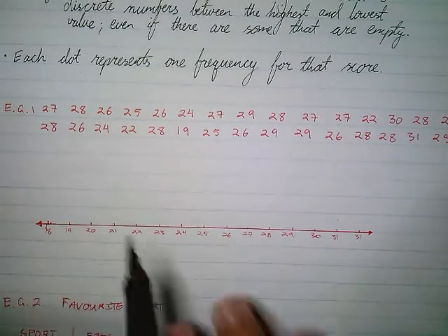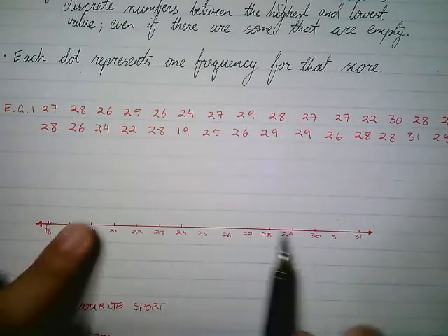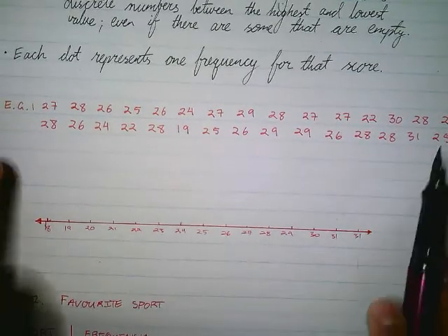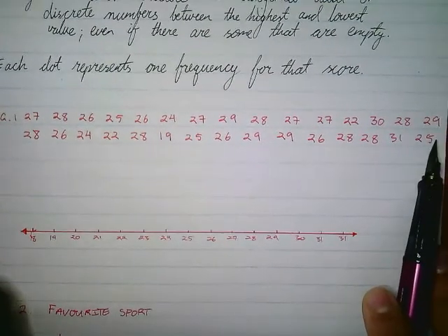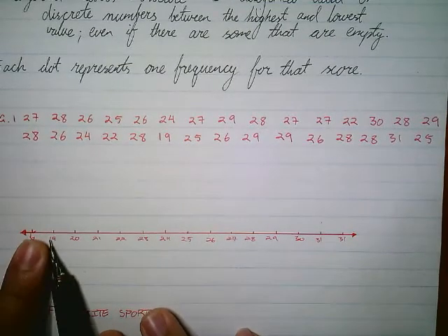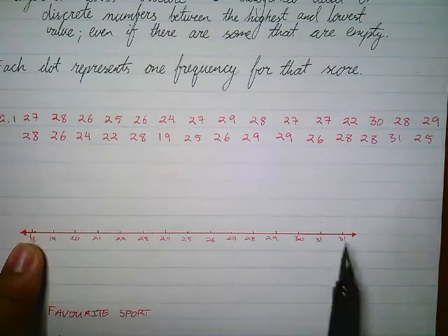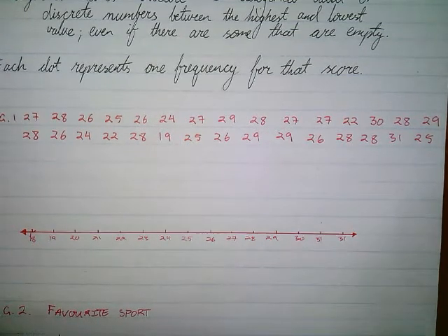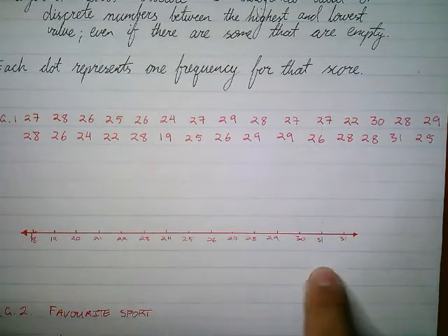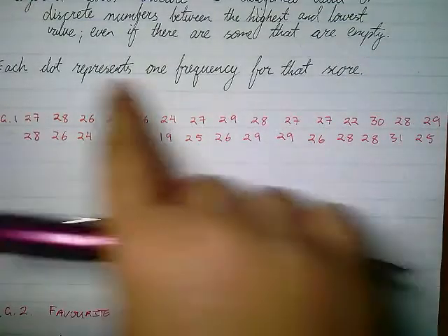Now if you take a look, there actually will be some numbers here that don't show. So there are numbers on this line that do not show in our data set. But that's okay, because we have to include from the smallest number, which was 19, till 31. And we just add a little bit more just to make it a little bit neater.